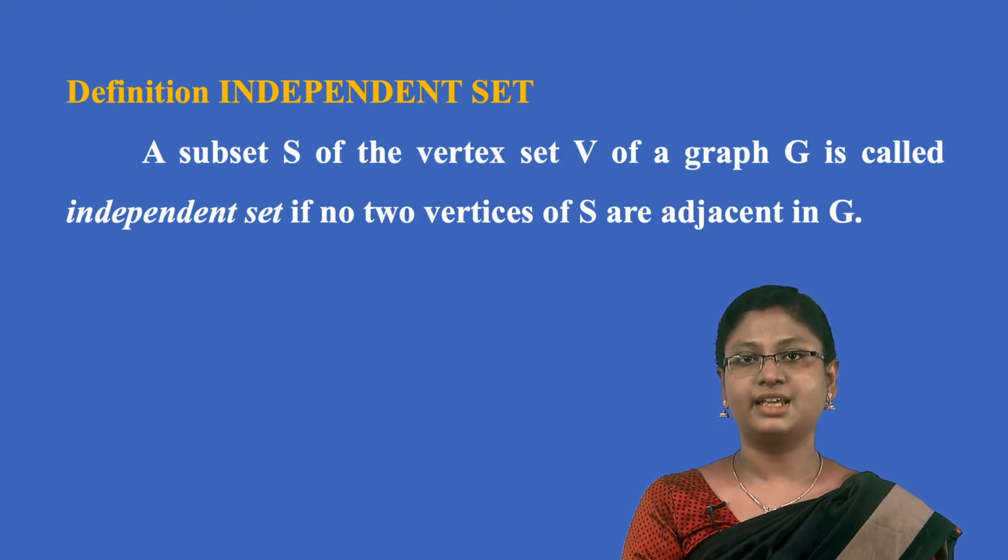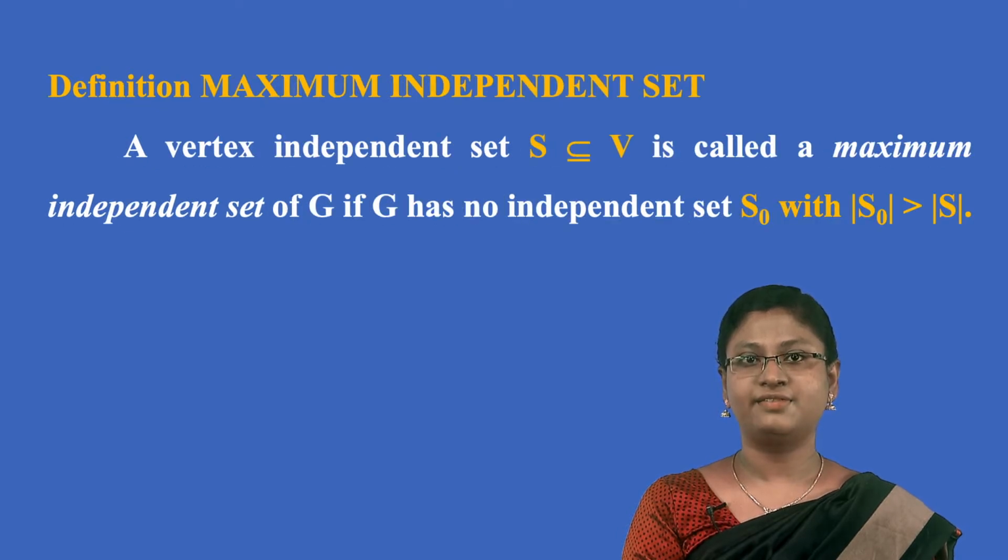A subset S of the vertex set V of a graph G is called an independent set if no two vertices of S are adjacent in G. Next, let us see the definition of a maximum independent set in a graph. A vertex independent set S, that is a subset of V, is called a maximum independent set of G if G has no independent set S naught with cardinality of S naught greater than cardinality of S.